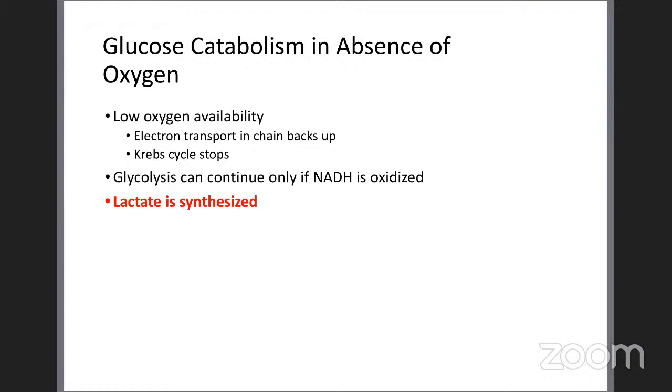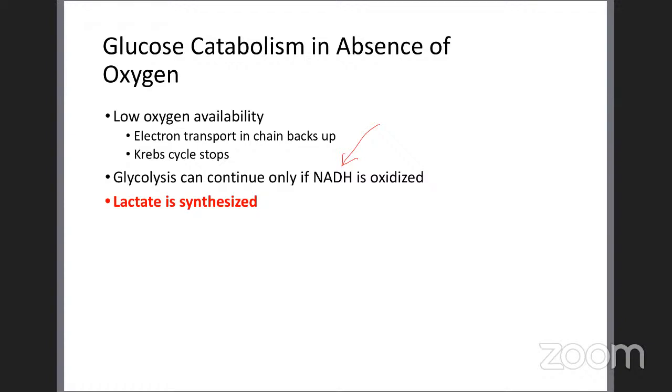So now that NADH that we've been making through glycolysis has nowhere to go anymore, right? We were sending it into the mitochondria to the electron transport chain, but if the electron transport chain is all backed up, it can't accept it, and it can't turn it back into NAD+. And if we don't have that NAD+, we can't run glycolysis. So this poses a problem for us.